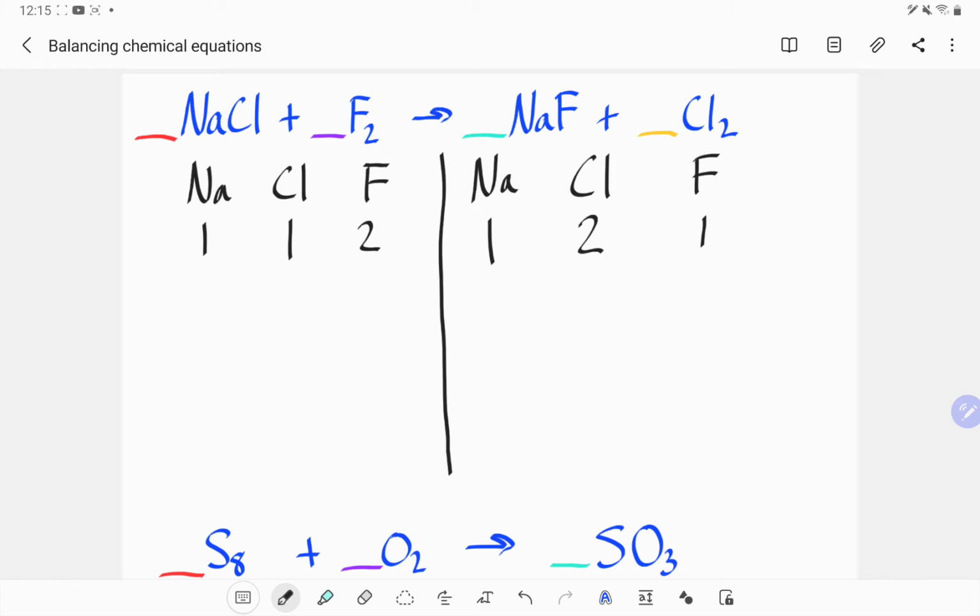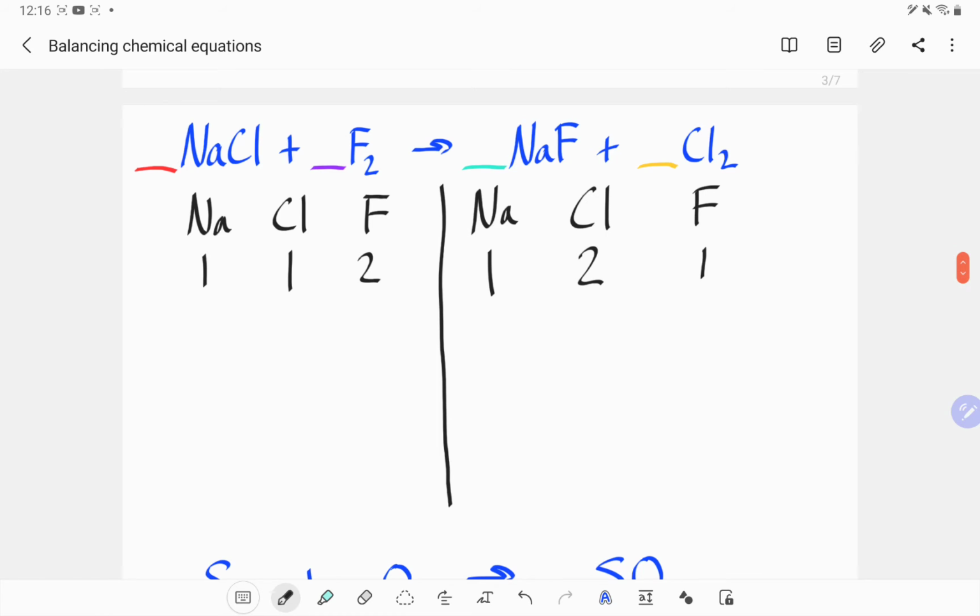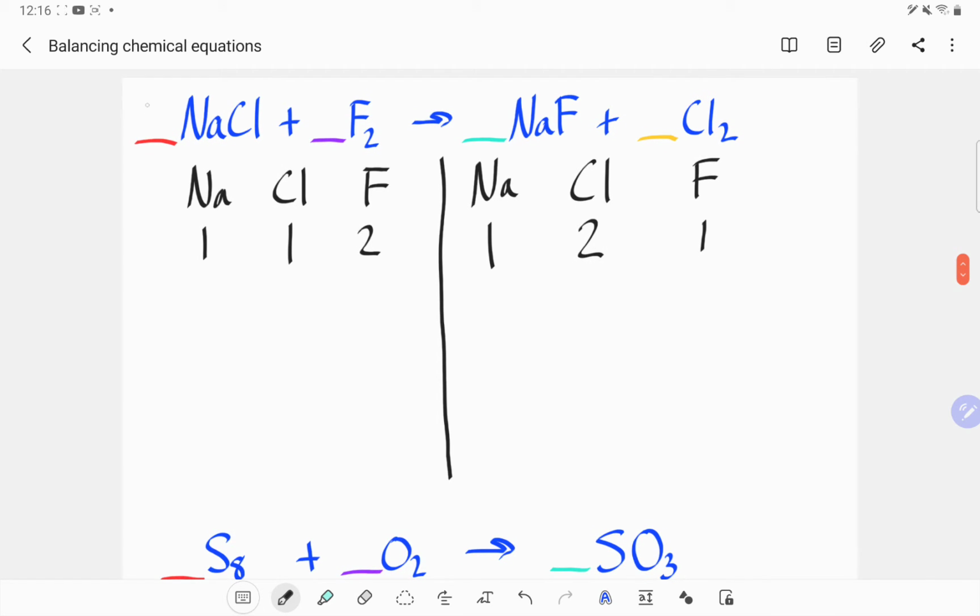So sodium's already balanced, so we're fine with that one. We don't want to mess with sodium if we don't have to. All right, but chlorine, we have 2 on the right side, but only 1 on the left side. So I can change the number of chlorines by doing one of 2 things. I can either write a different number here or a different number here. It's not going to help to write a different number here for chlorine because the only thing that this is attached to is fluorine. That's not going to change the number of chlorines. So we're going to have to change the number written right here.